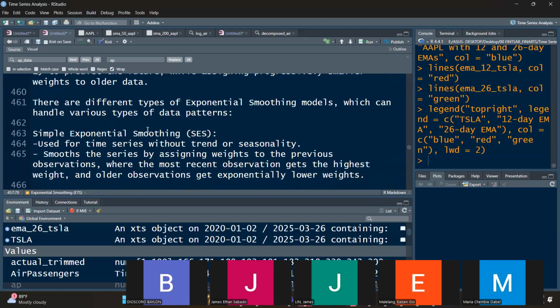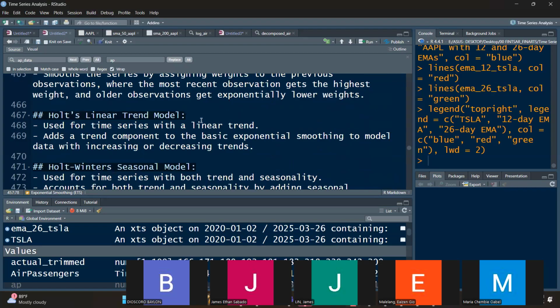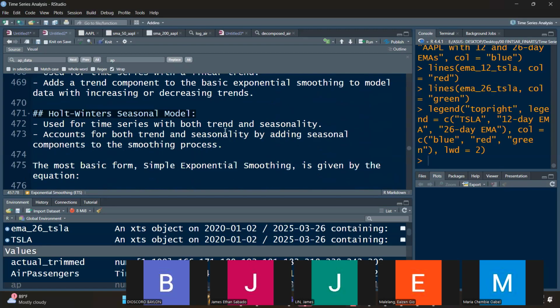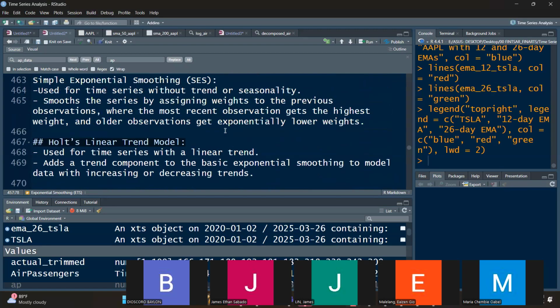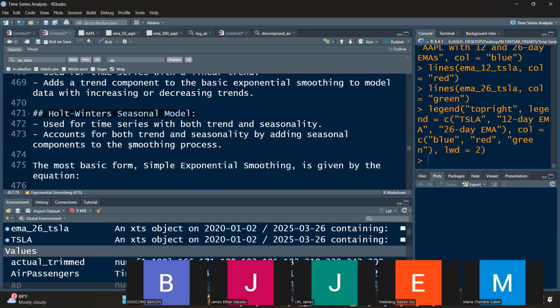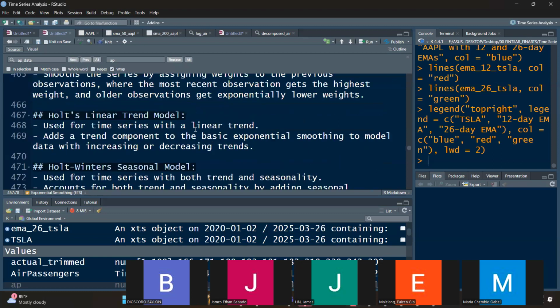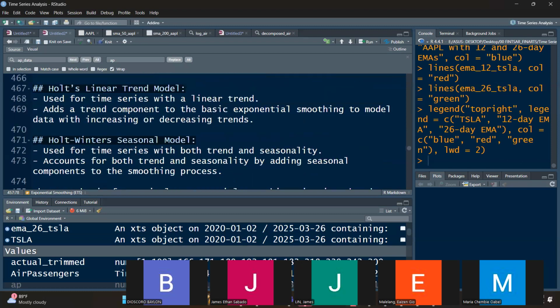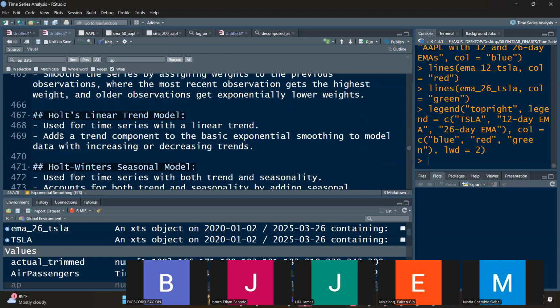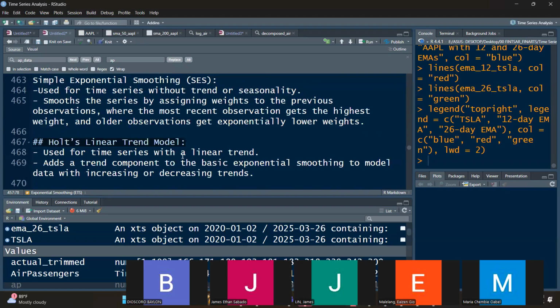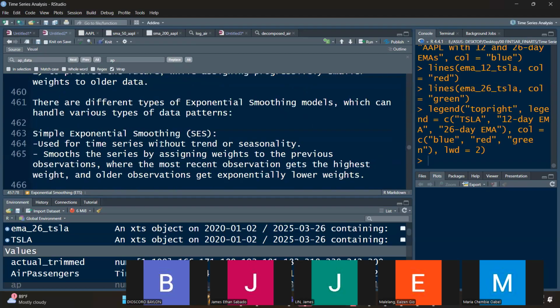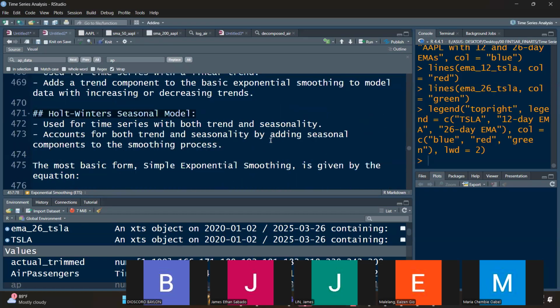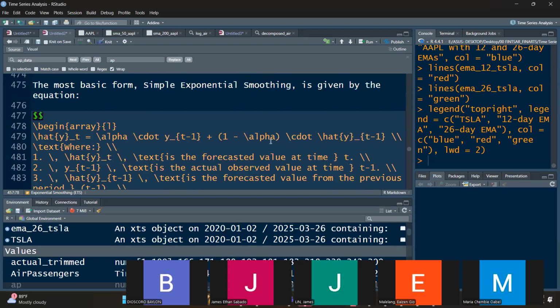Here, class, we have simple exponential smoothing, then Holt, and then Holt-Winters. Here it's Holt's linear trend. Here it's Holt-Winters seasonal, which takes into account not only trend but also seasonality. This one can take into account the trend. This one is best if there's no trend or seasonality. Those are the basic ones.